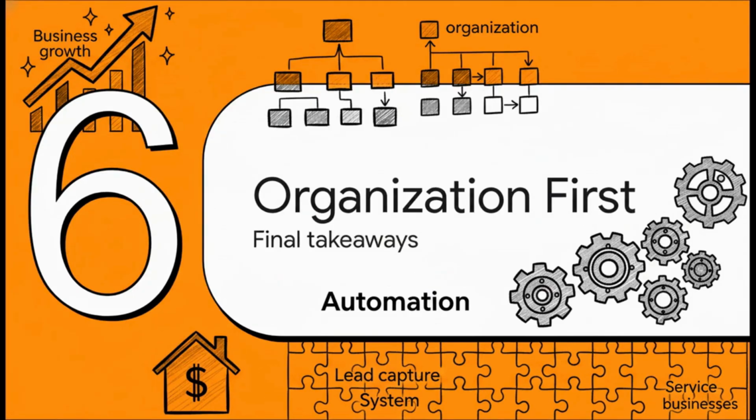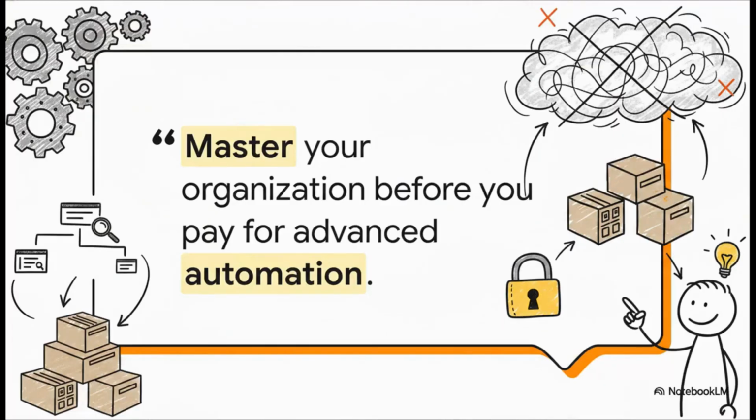Section 6, organization before automation. Final takeaways for your business growth. I really want this quote to sink in, so let's zoom out a bit and talk about why setting up this simple foundation is quite literally the best thing you can do for your service business right now. Master your organization before you pay for advanced automation. So many business owners think they need to spend hundreds of dollars a month on complex CRM software to fix their lead problem. Let me tell you, you don't.